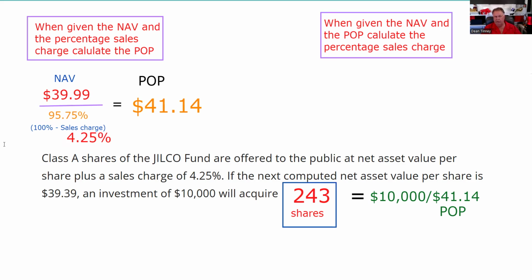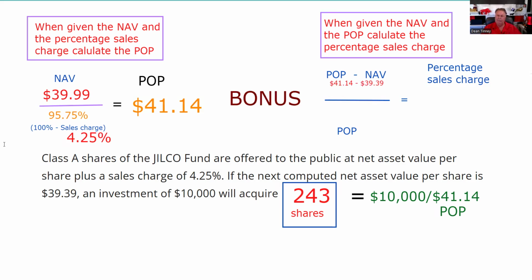Now, as a bonus, I'm going to show you the second scenario on your exams, which is when given the public offering price and the NAV, calculate the percentage sales charge. The way we do that is we take the public offering price minus the NAV and divide by the POP. This would have been read as a question. A mutual fund has a public offering price of 41.14 and an NAV of 39.99. And what is the percentage sales charge?